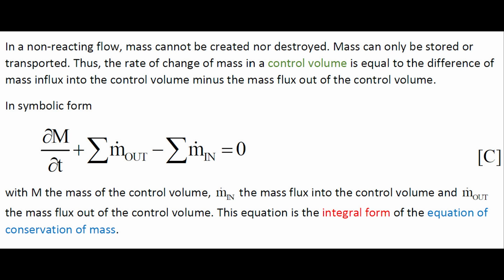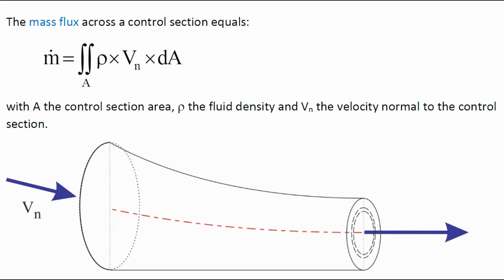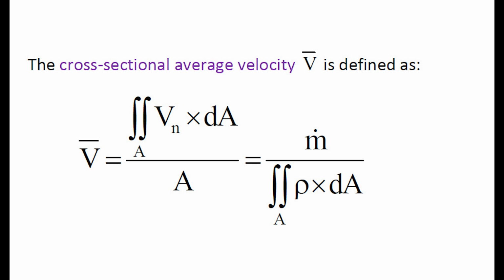This is shown here in a symbolic form with m, the mass of the control volume, and small m with a dot above being the mass flux in and out of the control volume. The mass flux is equal to the integration of the density of the fluid times the velocity component normal to the cross-section, integrated over the cross-section area. A key parameter is the cross-sectional average velocity, V bar, defined as the ratio of the volume flux divided by the cross-section area, definition shown here.